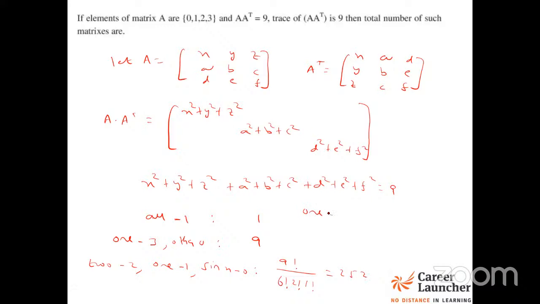Next, 1 2, 5 ones and 3 zeros. So how many ways can you distribute this? It will be 9 factorial upon 5 factorial, 3 factorial. So it will be simplified to 504. Now you can find the total sum. Total will be 9 plus 252 plus 504. So it will become 766.